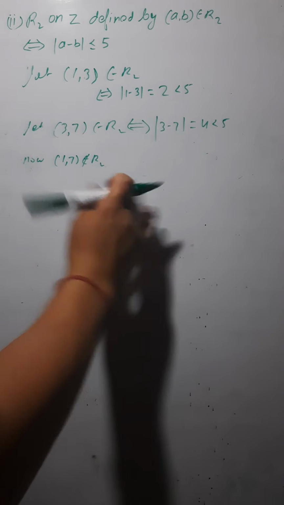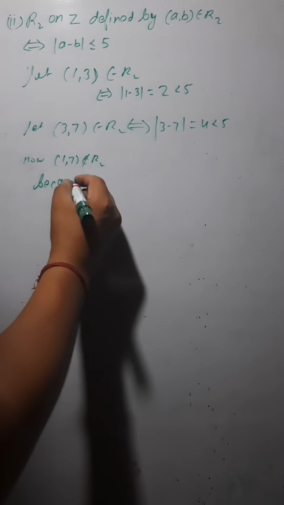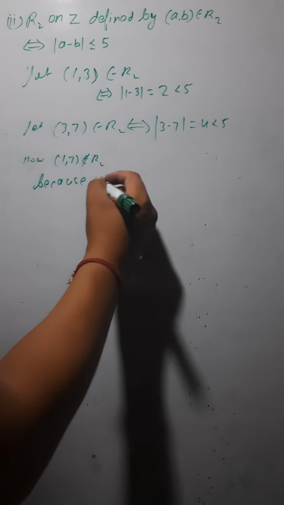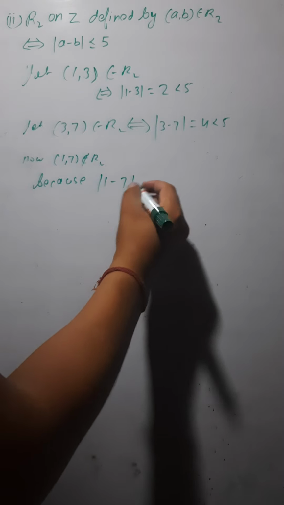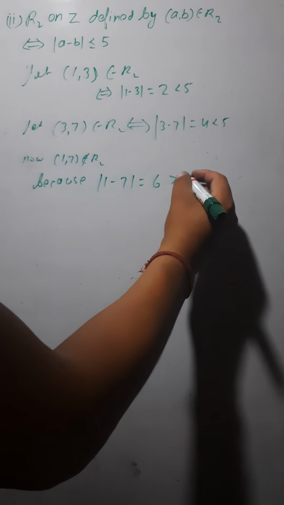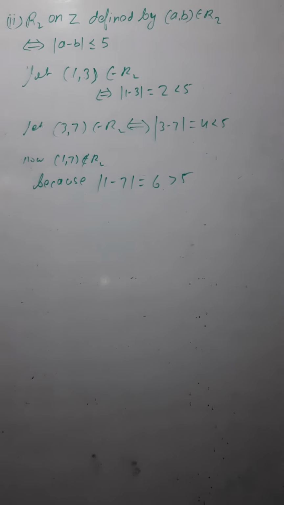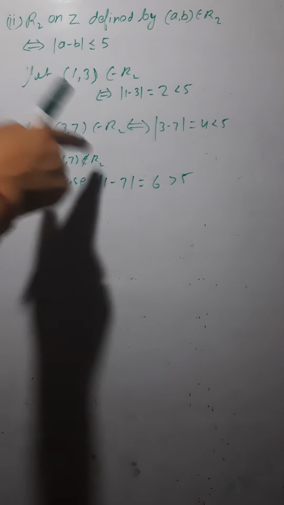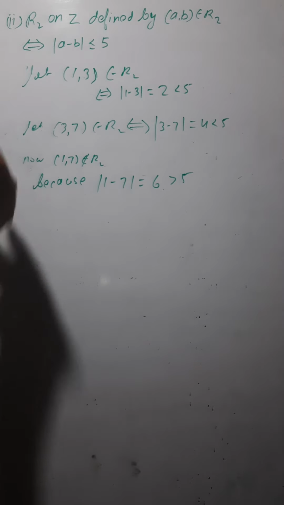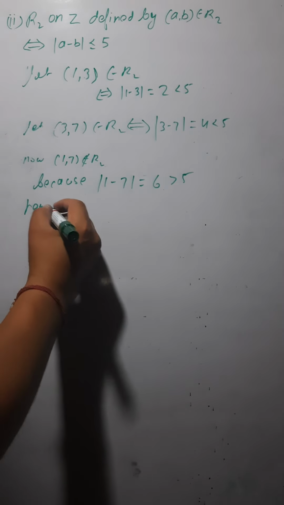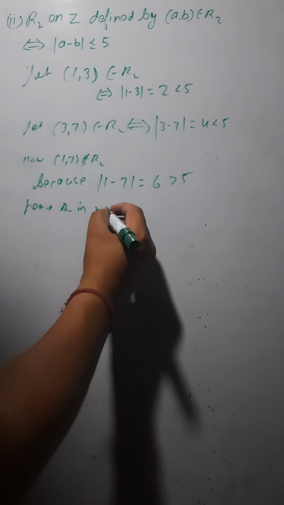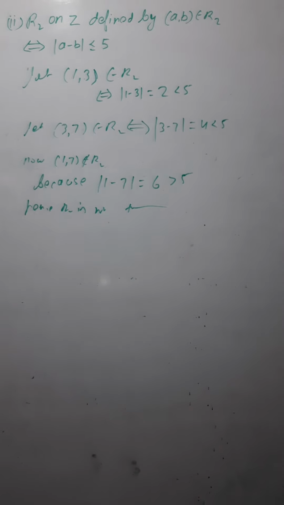Getting it or not? Because you write here: modulus of 1 minus 7 is equal to 6, which is greater than 5. It is not following. It should have been less than or equal to 5. Then only the element is there in the relation. So hence we can say the relation R2 is not transitive. Hence R2 is not transitive. Okay, just note it down.